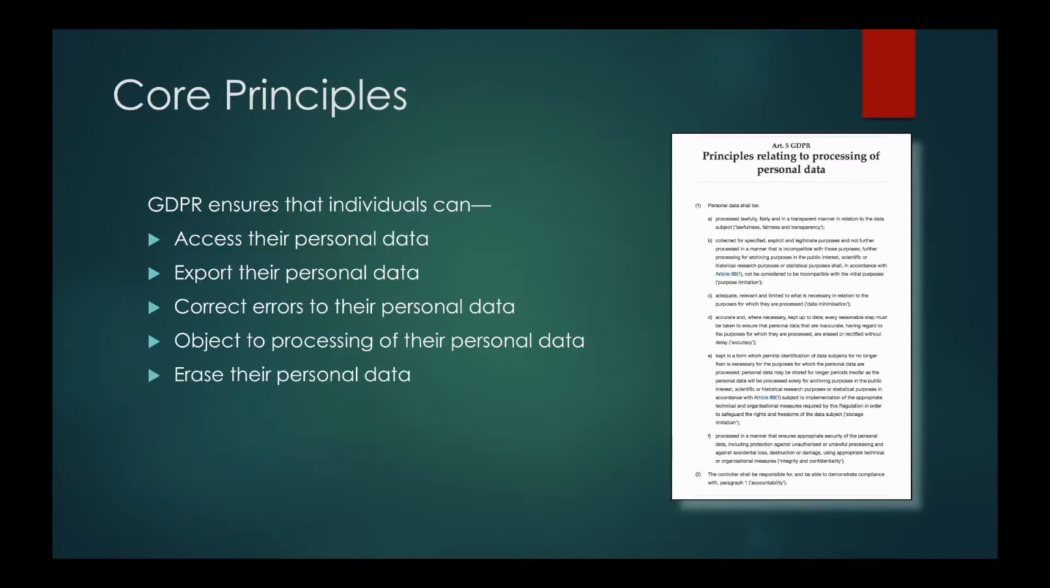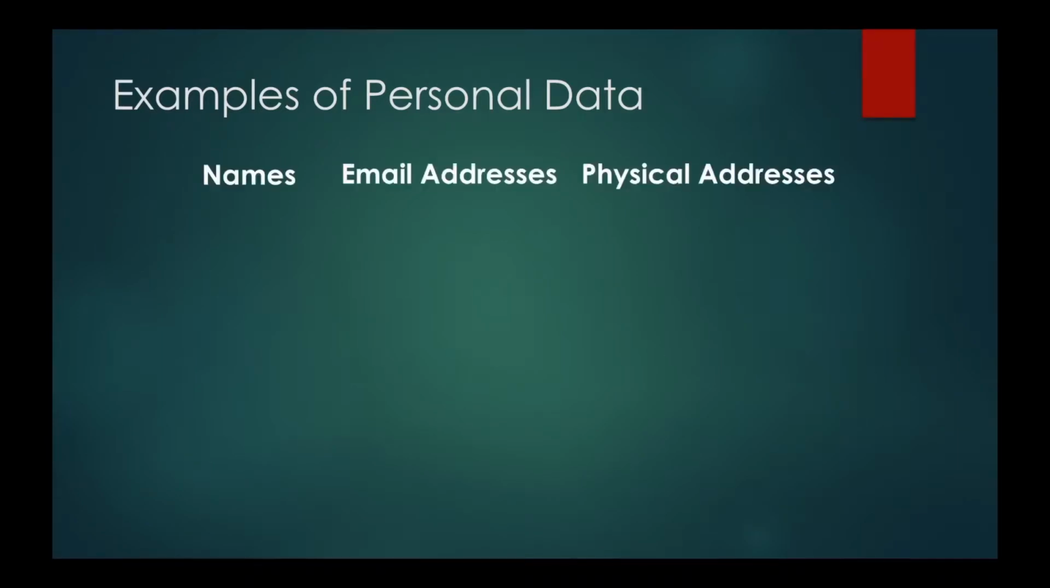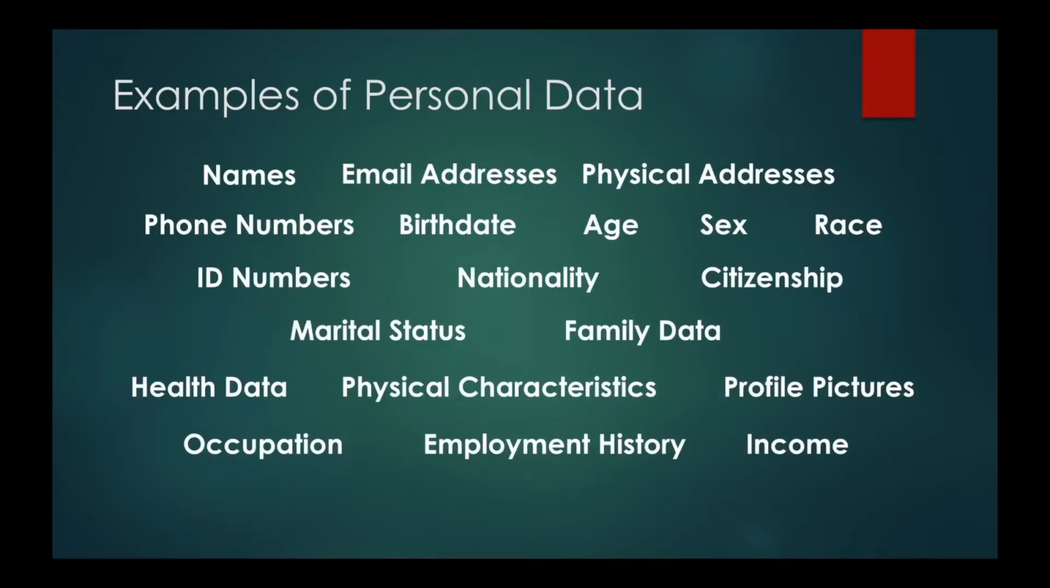So what do we mean by personal data? Examples of personal data are certainly obvious ones. Names, email addresses, physical addresses are a few examples. There are many more. And there are less obvious ones, such as IP addresses and cookies and other information that is collected automatically, usually by common tools such as Google Analytics.